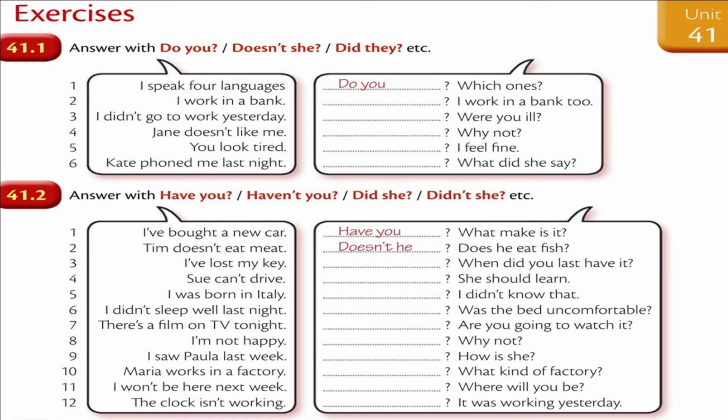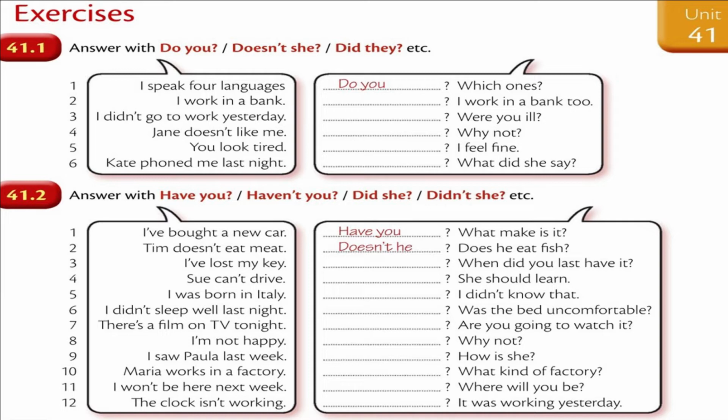Now it's time for exercises. 41.1. Answer with do you, doesn't she, did they, etc. Number 1. I speak 4 languages. Do you? Which ones? Number 2. I work in a bank. Do you? I work in a bank too.